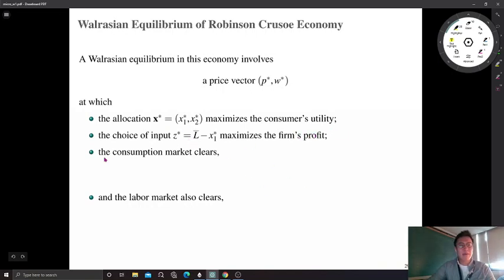And the third condition for equilibrium: the consumption market must clear at this price vector. It can be written as follows. The demand for the good is x2 star of the equilibrium price vector. So at this equilibrium price, that denotes the optimal demand for the good. The demand for the good should be equal to supply, Q star of P star and W star.